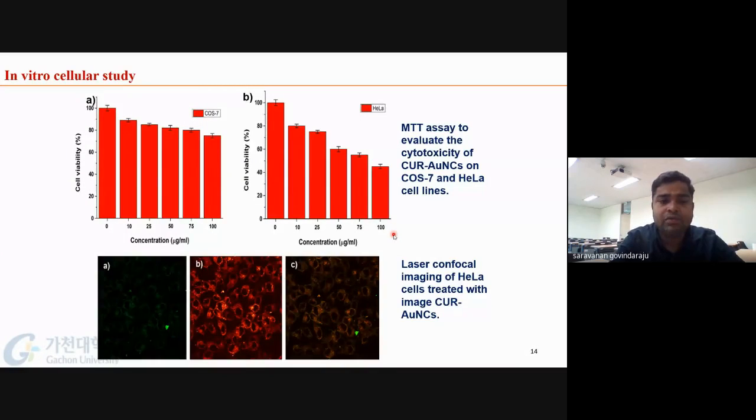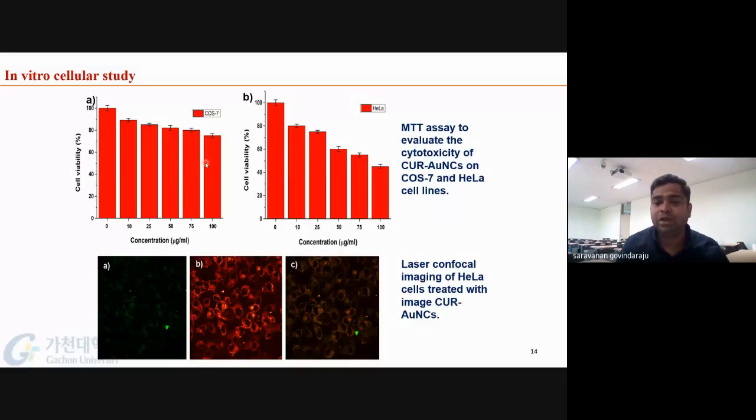Here we have done the MTT assay to evaluate the cytotoxicity of the curcumin gold nanocluster on Cos7 and HeLa cell lines. We have chosen a normal cell line and a cancer cell line: HeLa is the cancer line and Cos7 the normal line. From the MTT assay, the normal cell viability decreased only to below 20% for Cos7. But when compared to the HeLa cells, almost 50% cell viability was present. So we concluded from this MTT assay that the curcumin gold nanocluster is highly toxic to the cancer cell and biocompatible to the normal cell.